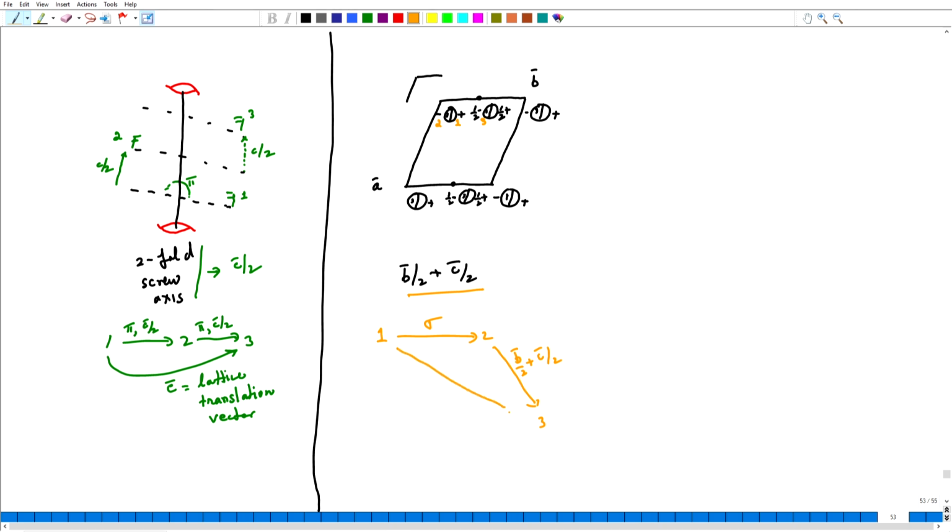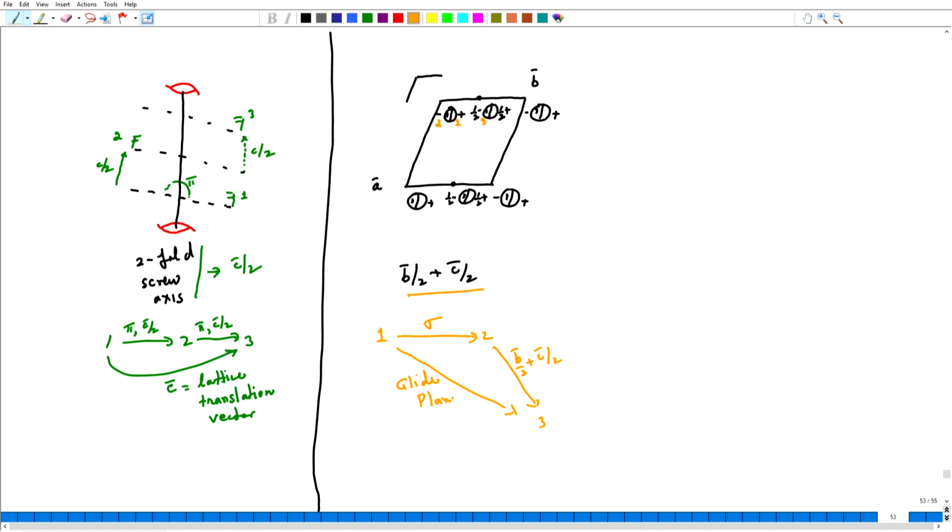One to 3, how do I go from 1 to 3? Well, this is something that probably you would be able to guess if you think about it a bit. Maybe you can pause the video here, think about it before looking for the answer. So, going from 1 to 3, there is a handedness change and there is a translation involved. Clearly, that is a glide plane, just like what we had seen earlier.